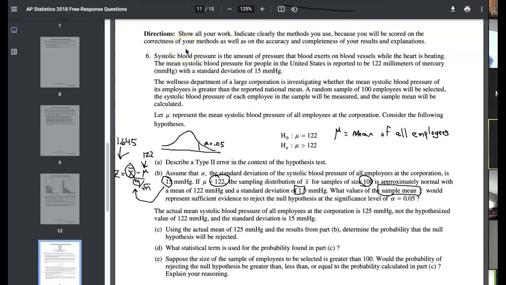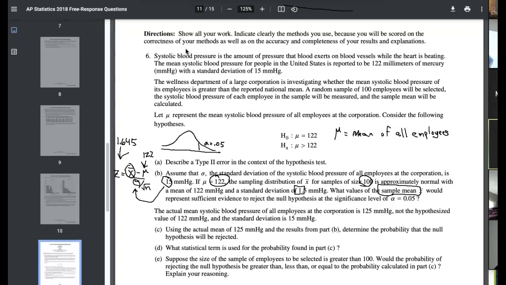All right. When you move to C, D, and E, I'm just going to look at these real quick. The actual mean is 125, not the hypothesized value of 122. So they're giving us a new mean. They're saying we could have made a type 2 error because you failed to reject in part A. So we made a type 2 error. That means we failed to reject. Well, the actual mean is 125. In this case, we're making a type 2 error. So they're asking us to calculate this probability.